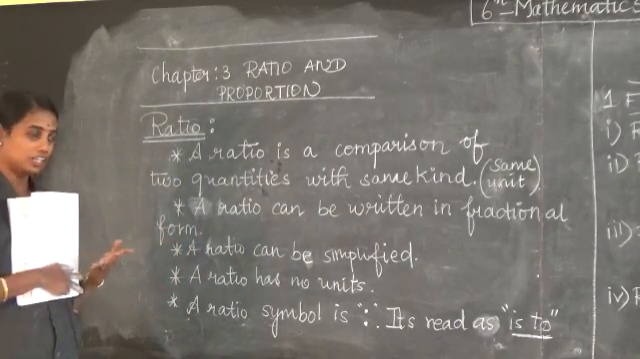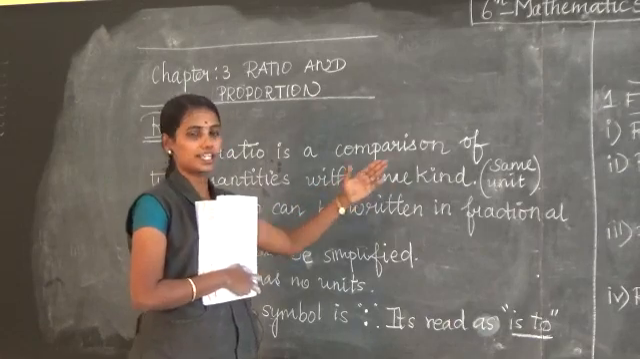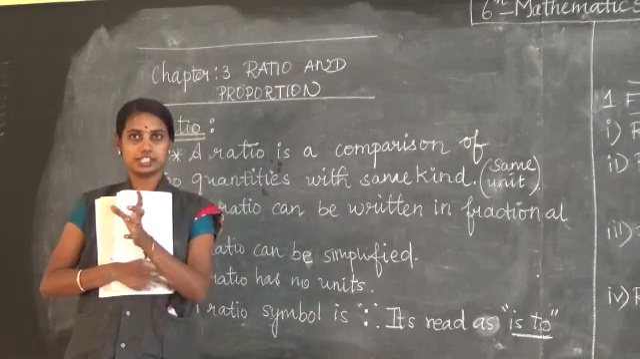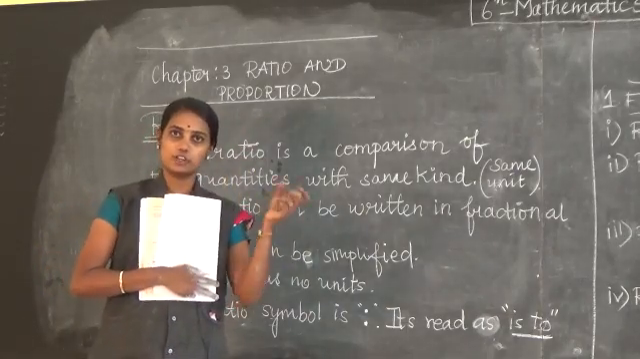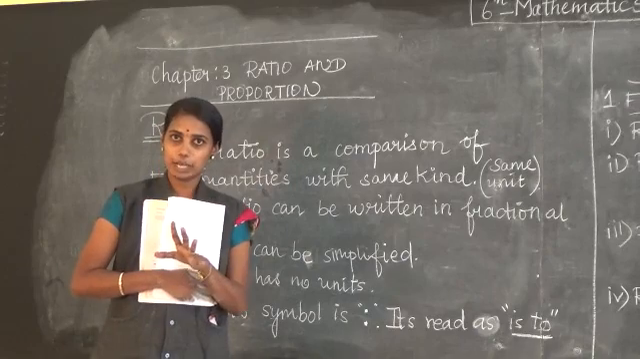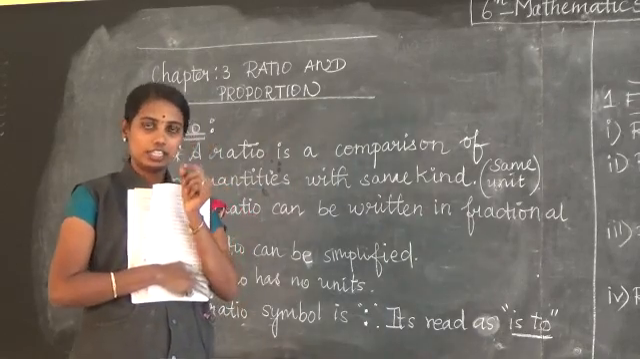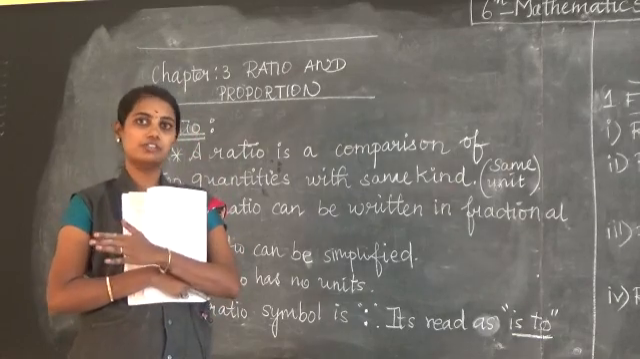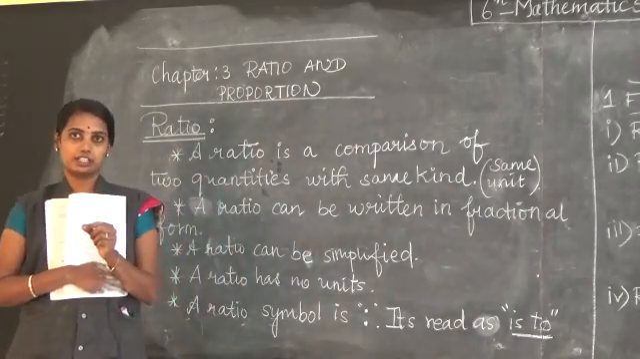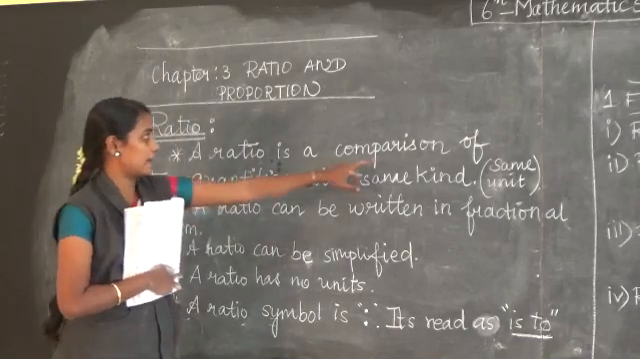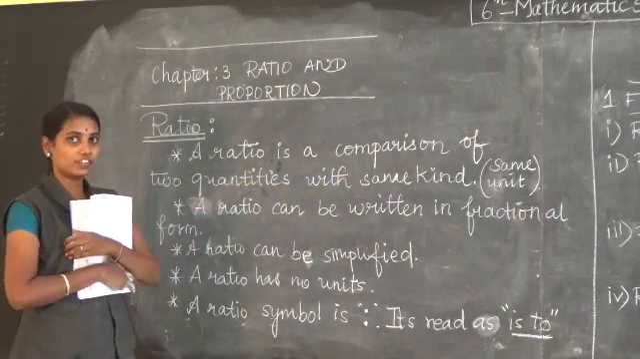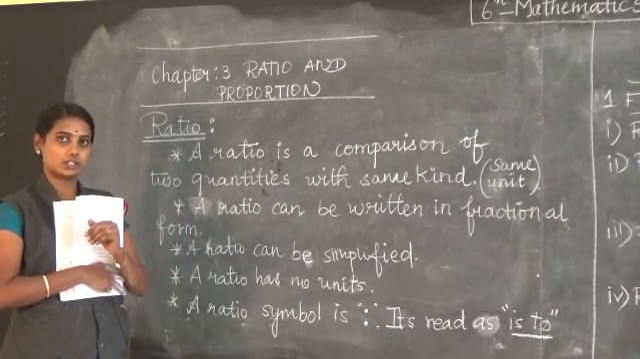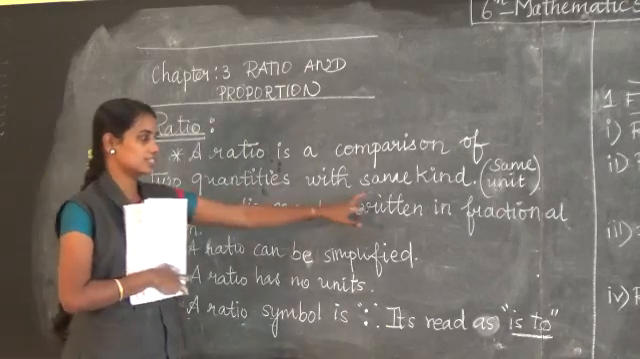It may be anything of the same kind. Here, same kind means the same unit. For example, meter and meter, centimeter and centimeter, kilometer and kilometer. Whenever you compare, the unit of measurement must be the same. If it is not the same, we should make it the same. Clear, everyone? Ratio is a comparison of two quantities. How many quantities? Two quantities. We will learn in higher classes about three or more quantities also. Two quantities of the same kind.